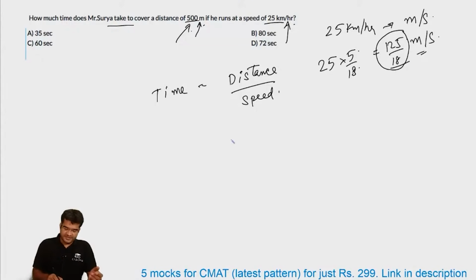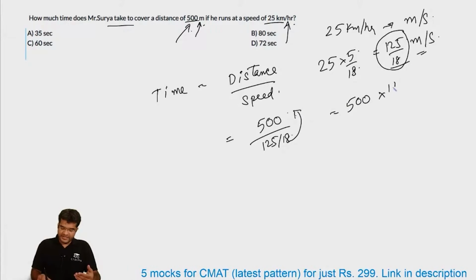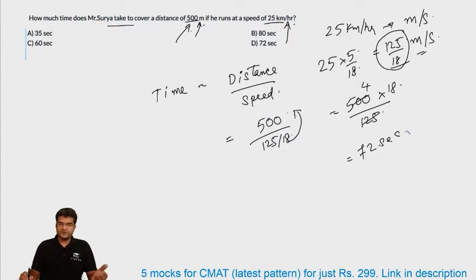So what is the time taken? The time taken will be equal to 500 meters divided by speed, which is 125 divided by 18. So as 18 is in the denominator of the denominator, it will come to the numerator. So this will equal 500 into 18 divided by 125. 500 by 125 is 4. 4 into 18 is equal to 72 seconds. So the time taken for Surya to cover 500 meters is 72 seconds.